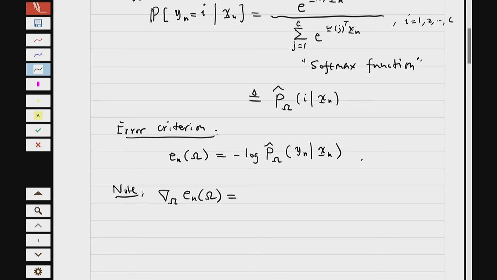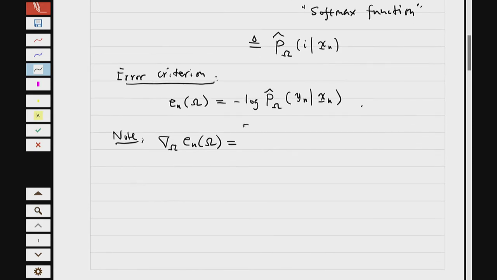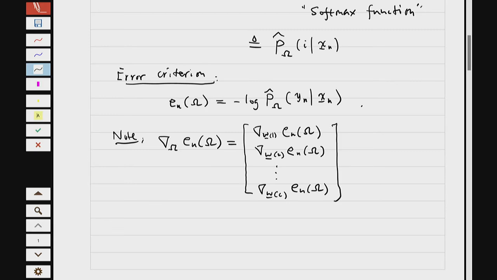If you write it out as one big vector, we have the gradient with respect to w_1 of E_n of big omega, and so on. Remember, these are column vectors, always by default. So just put the columns one after the other, and now you have a long column vector, up to the gradient with respect to w_C of E_n of omega. Everyone okay with this? This is just the basic definition of the gradient.